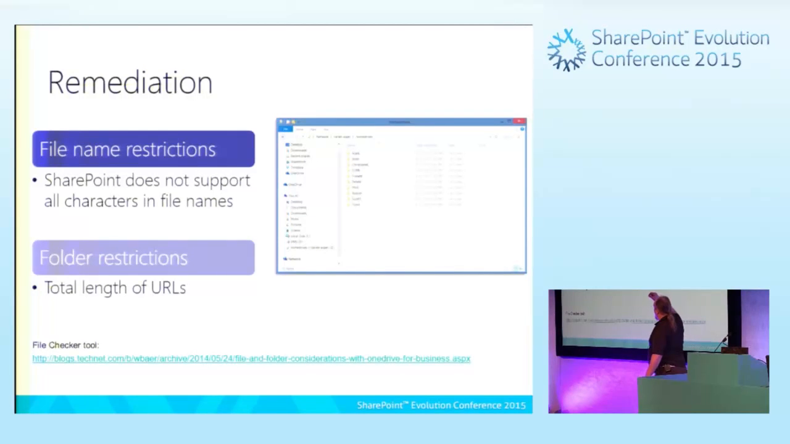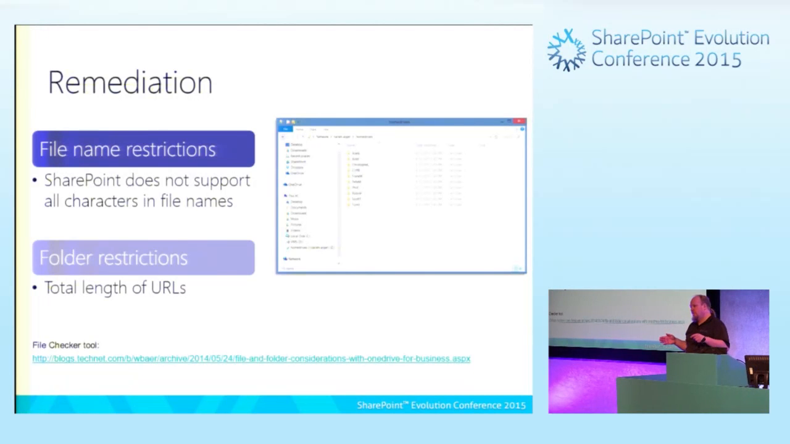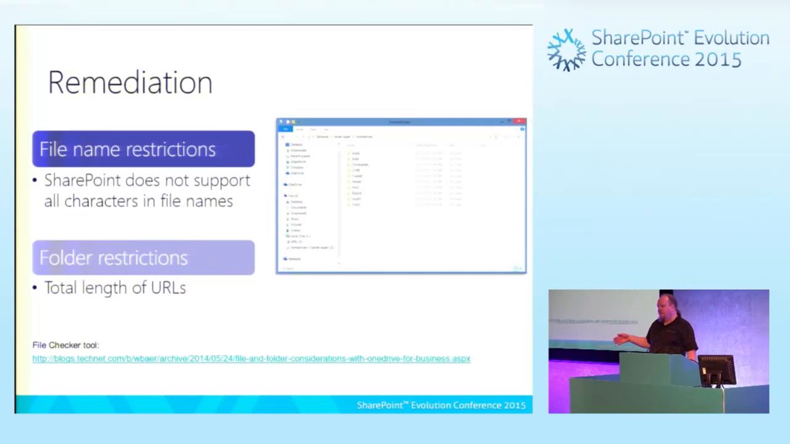The other one is folder restrictions. In SharePoint, we have a maximum URL length of 253 characters. So if you have really verbose directory names, with really long subdirectory names, with even longer file names in them, you might easily end up in a situation where the total URL length is about 253 characters. So again, be mindful of those.